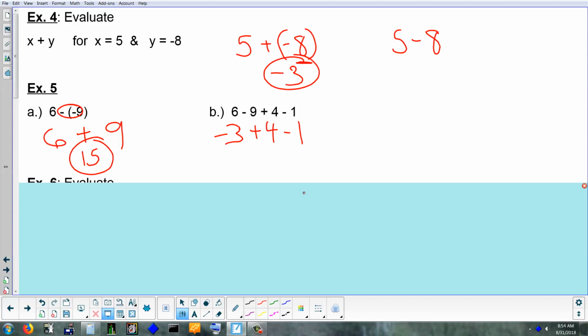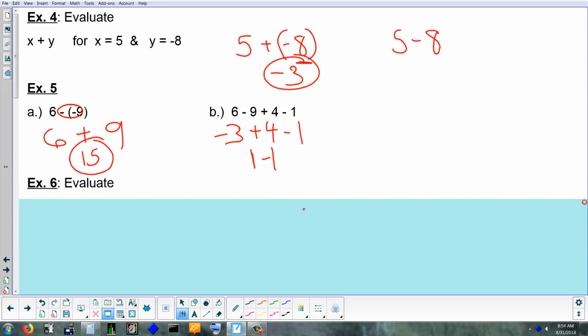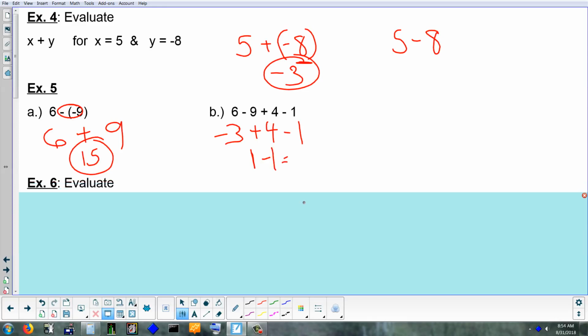Careful. You're right, yes. Again, 4 is bigger than 3. My answer has to be positive. Then this becomes 4 minus 3, which is 1. What do I need to bring down now? Savannah? Bring down the minus 1. Savannah, you might as well just finish it off for me. 1 minus 1? 0.